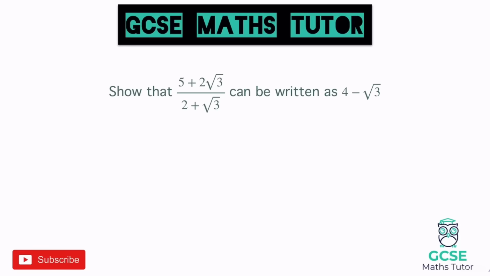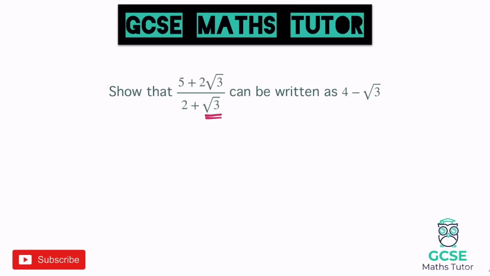Okay, so we've got to show that this can be written in this form. Now when we've got Surds on the bottom of a fraction, we're always going to look to rationalise it. Now with some of the easier Surds, you just times the top and bottom by whatever this root is just here, so by root 3. Unfortunately that's not going to work for this one because we've got 2 plus root 3, and if we did times the bottom by root 3 there, we'd get 2 root 3 plus 3, and we'd still have a Surd on the bottom.